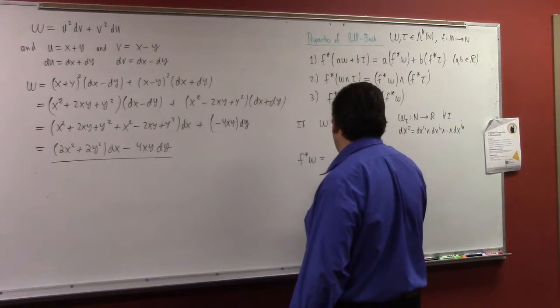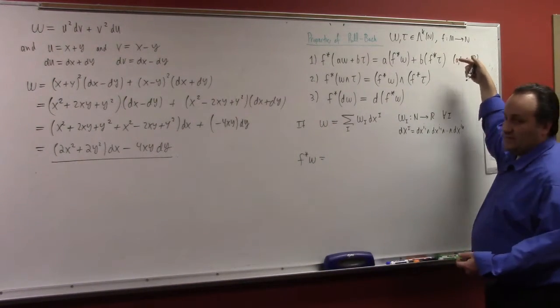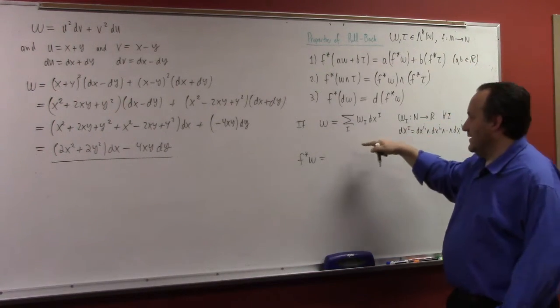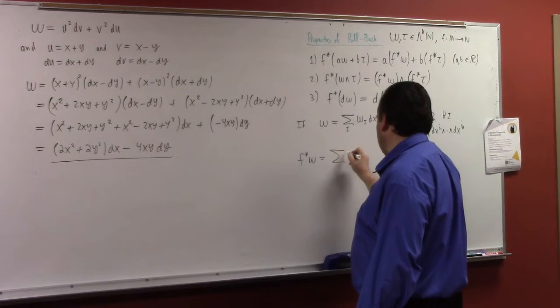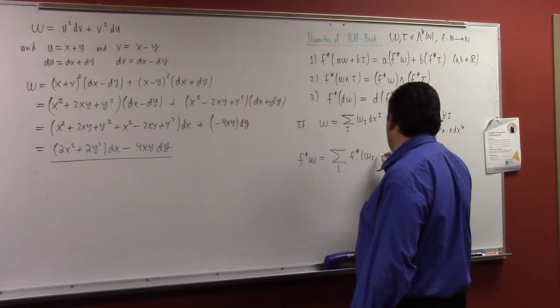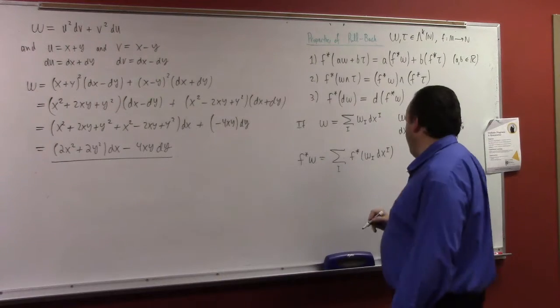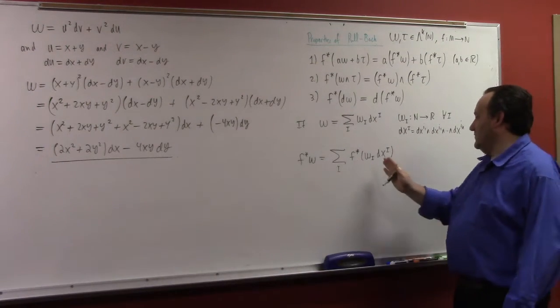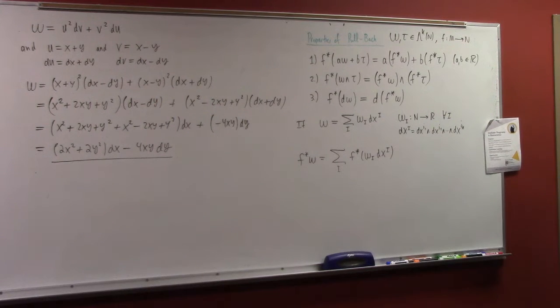So let me just get to the point here. Using the inductive extension of number one, I can rewrite this as, well, it's really just the sum over I, right, of the pullback of omega I dxi. By the way, you could put a wedge here if you wanted, but we just don't typically write the wedge product between zero forms.